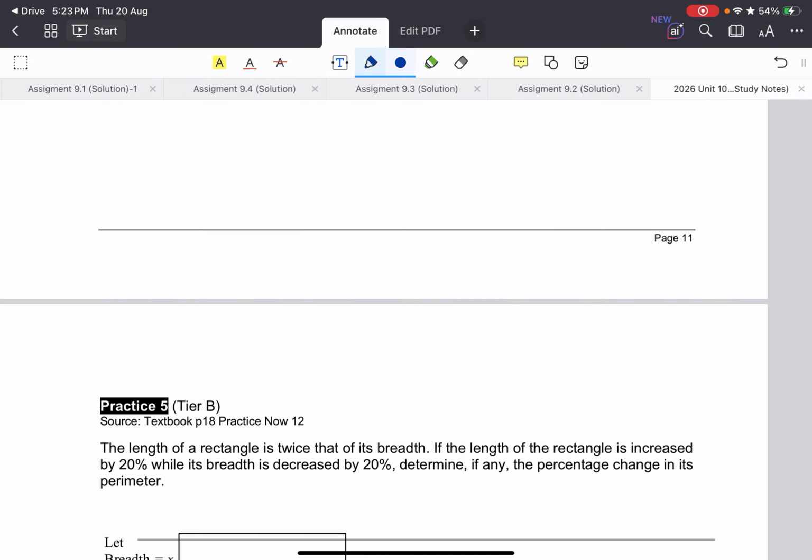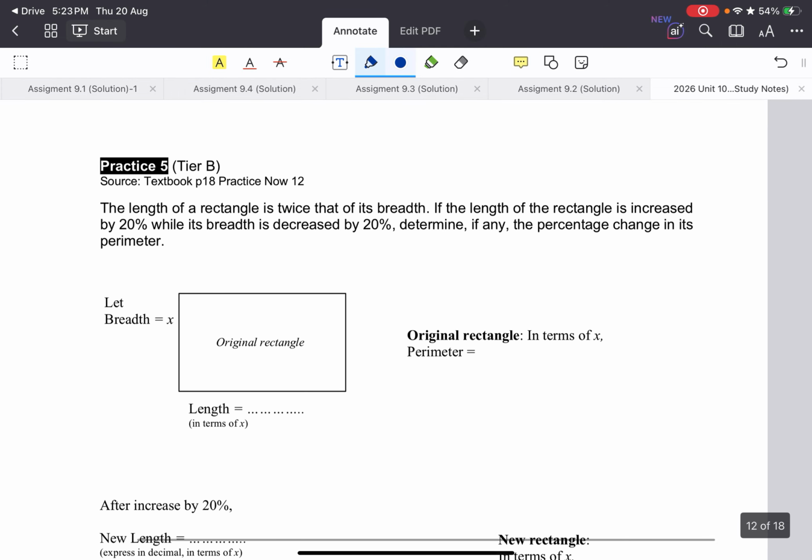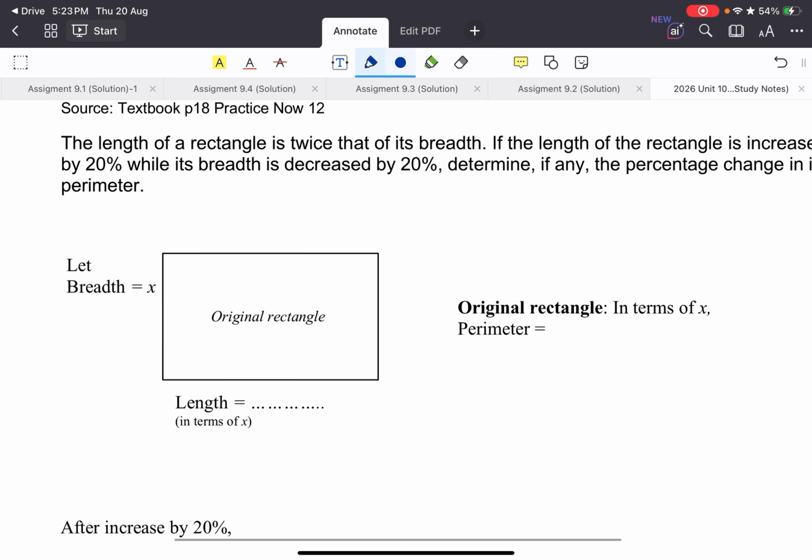Okay, let's move on. Practice 5. Here we have a rectangle whose length is twice that of its breadth. So if the breadth is x, then the length will be 2x. We want to find the original perimeter. The original perimeter is 2 times x plus 2x, which works out to be 6x.